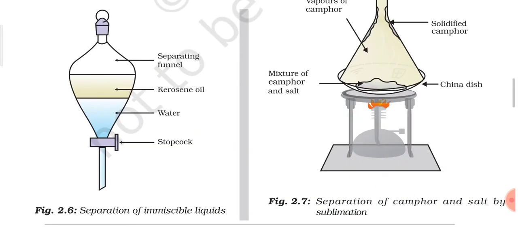As you can see in figure 2.6, with the help of the separating funnel, first of all we have poured the mixture of kerosene oil and water, and kerosene oil has formed the upper layer whereas water has formed the lower layer. Now you must be thinking why kerosene oil has formed the upper layer and water the lower layer. This obviously depends on the density of these two liquid components.